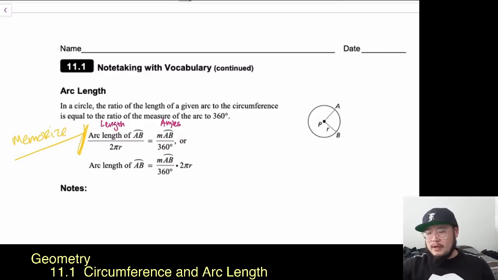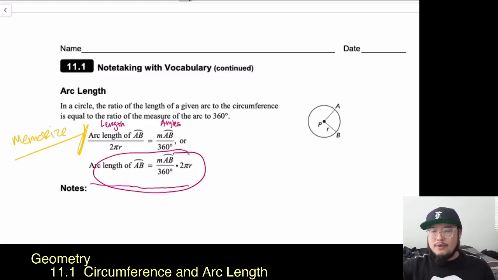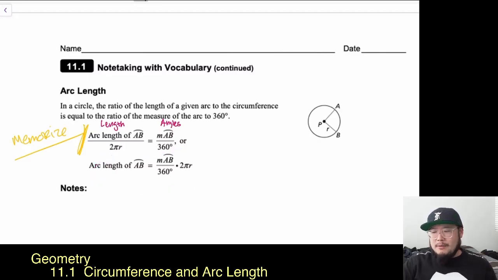Now they do simplify things down right here to where the arc length of AB is equal to the measure of arc AB over 360 times 2 pi r. Do you have to memorize that? Not really, because you can get to this point by cross multiplying the top and getting whatever variable you are trying to find by itself. So I would worry more about the top equation than the bottom one, because we can always get to the bottom equation.